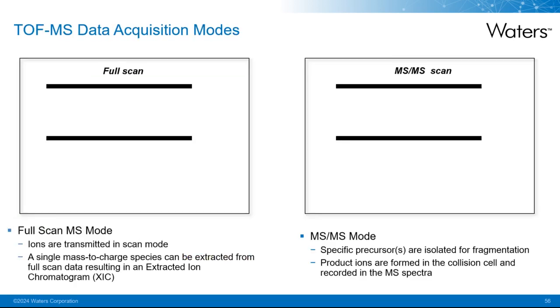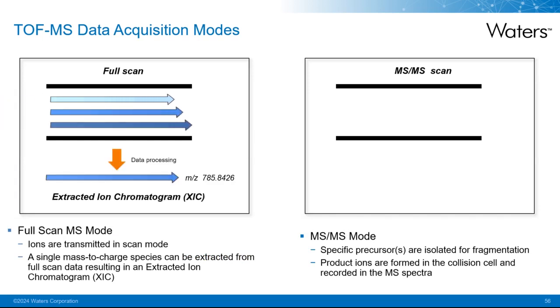The most common MS data acquisition mode for TOF is full-scan MS, where the entire mass range of interest is acquired through the LC experiments. From that full-scan data, masses of interest can be extracted during the data analysis to form extracted ion chromatograms, or XICs.